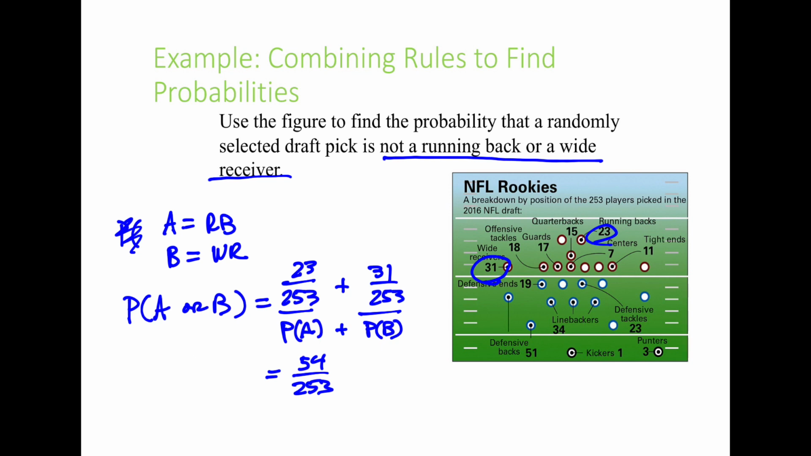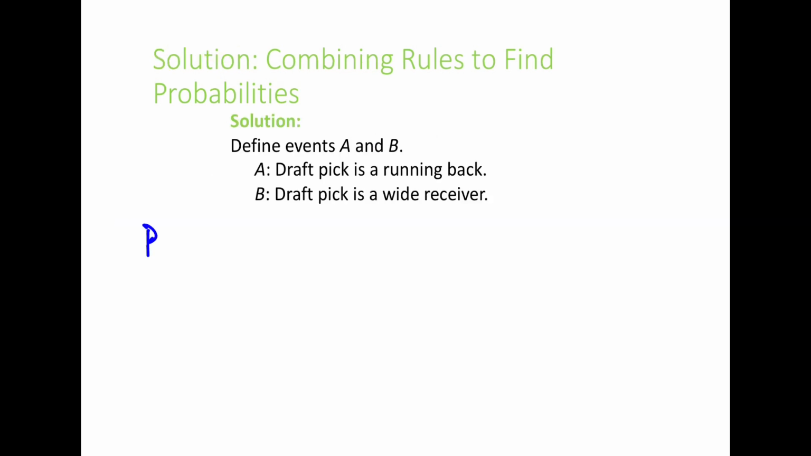What they asked is that it's not this, right? That it's not either a running back or a wide receiver. So what we want to find is the complement of what we just found. In other words, we want to find the probability that it's not A or B, the complement of what we just found. In other words, we want to take 1 minus the probability that is A or B.